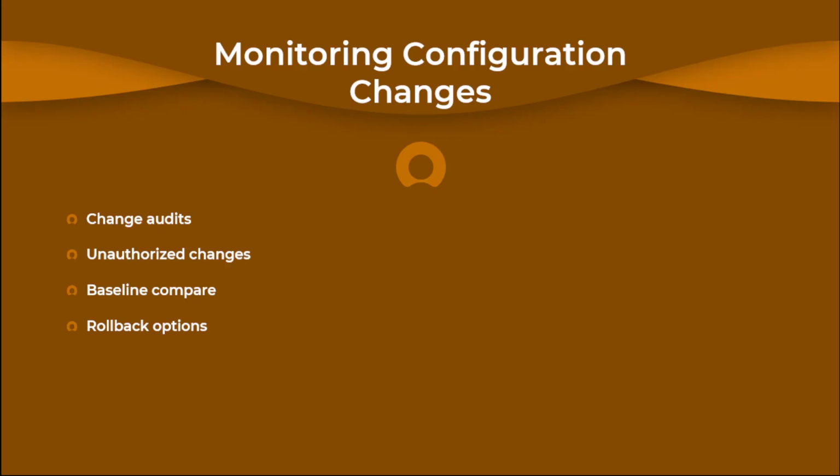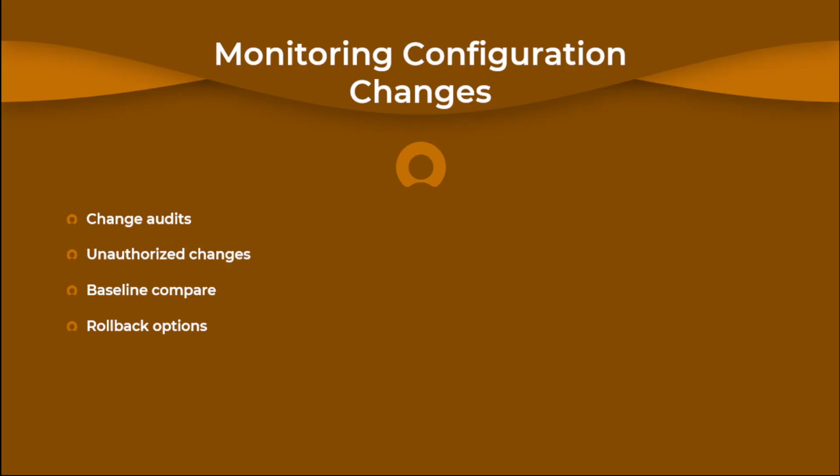Baseline comparison lets you compare the current state of an asset or CI with its original or approved configuration. When needed, rollback options in ServiceNow can restore previous states with minimal impact. Keeping this process under control ensures systems remain stable and predictable.